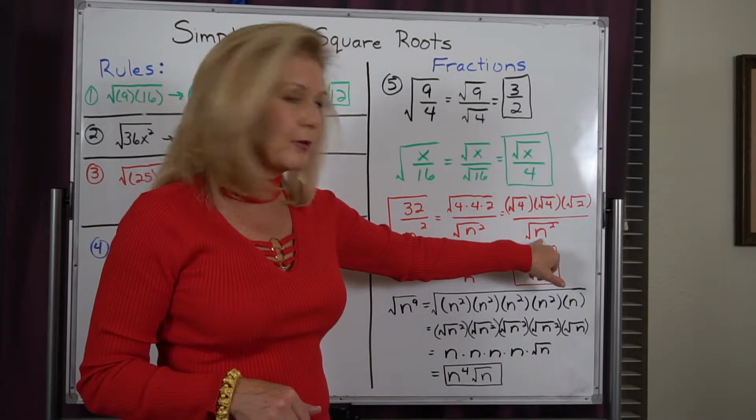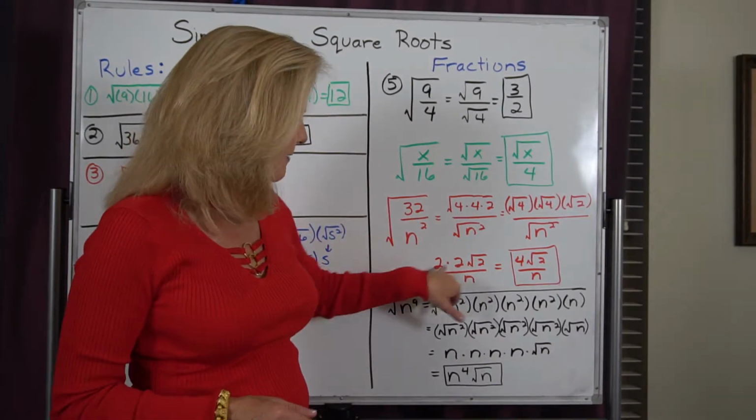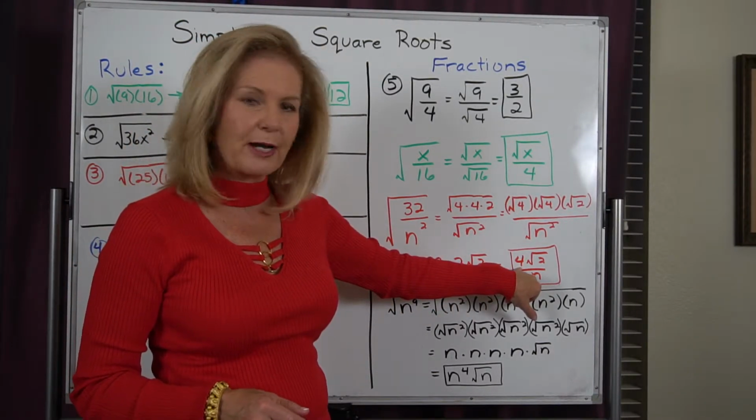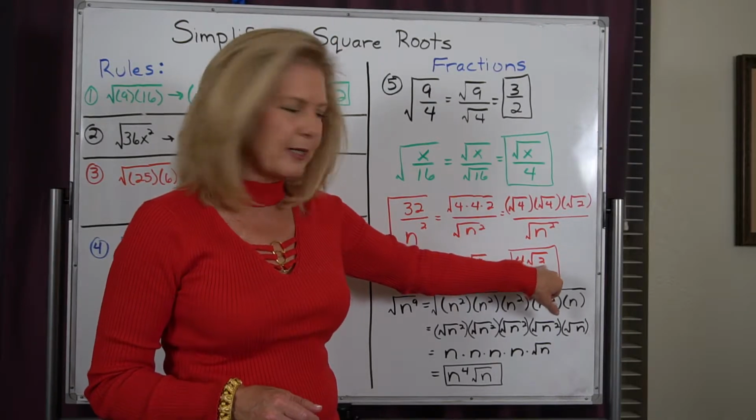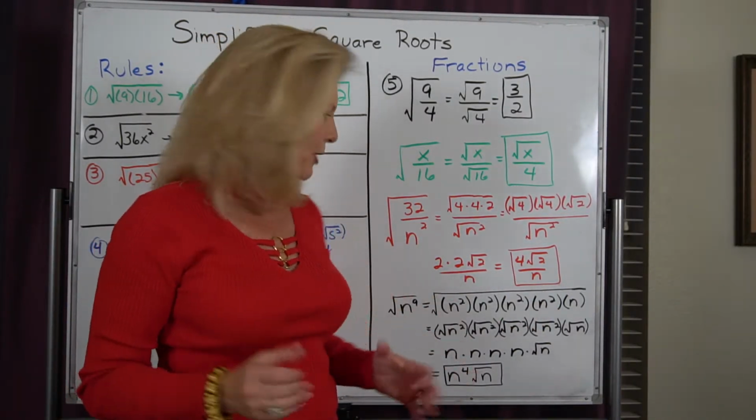And the square root of n squared, remember they cancel each other out. So I'm left with 2 times 2, which is 4 on the outside. I leave my square root of 2 on the inside, and I have n on the bottom. You just have to take your time and break it down.